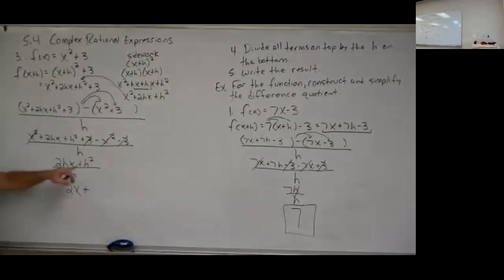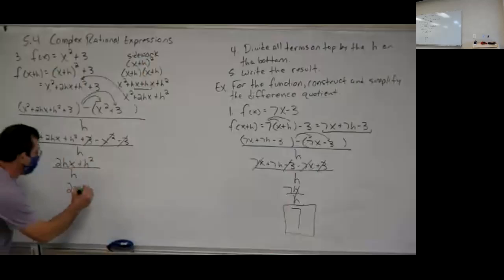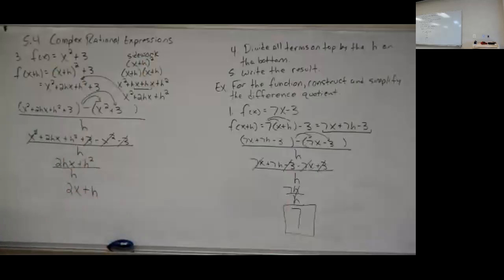Plus, here you got an h squared divided by the h, which is going to take away one of them h's on top, and leaves me with the 1h. And guess what? No more like terms, nothing on bottom to cancel, so that would be our final answer. So since this is an x squared, it's like a parabola. The slope of this line depends on the x and how far is that h. Okay.